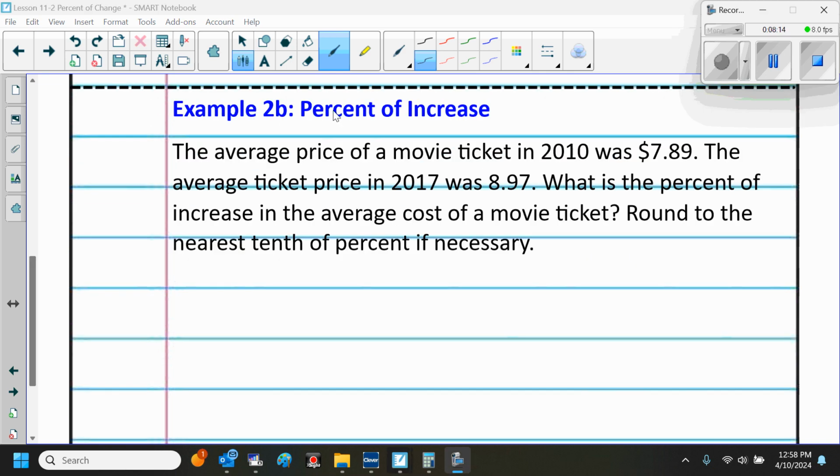So, for example, 2B, it says the average price of a movie ticket in 2010 was $7.89. The average ticket price in 2017 was $8.97. What is the percent of increase in the average cost of a movie ticket? And we want to round to the nearest tenth of a percent if necessary. So take 2 minutes and work on this with your table partners.